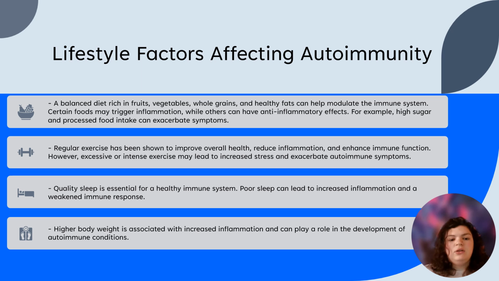Lifestyle factors that affect autoimmune disorders are diet, exercise, sleep, and weight. Starting with diet, a balanced diet rich in fruits, vegetables, whole grains, and healthy fats can help modulate the immune system. Certain foods may trigger inflammation, while others can have anti-inflammatory effects. For example, high sugar and processed food intake can exacerbate symptoms. Regular exercise has been shown to improve overall health, reduce inflammation, and enhance immune function. However, excessive or intense exercise may lead to increased stress and exacerbate autoimmune symptoms.